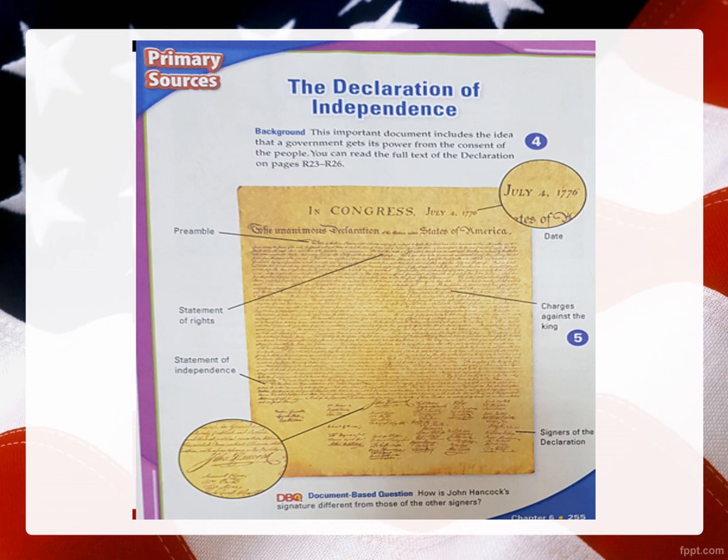All right, and then in number 5, look at the charges against the king. The Declaration of Independence listed some grievances of the colonies, if you still remember. One was taxation without representation. Another was forcing the colonists to quarter British soldiers. All right, and you can see the preamble, which is the beginning part of the Declaration of Independence. Then the rights were stated, and also the Statement of Independence.